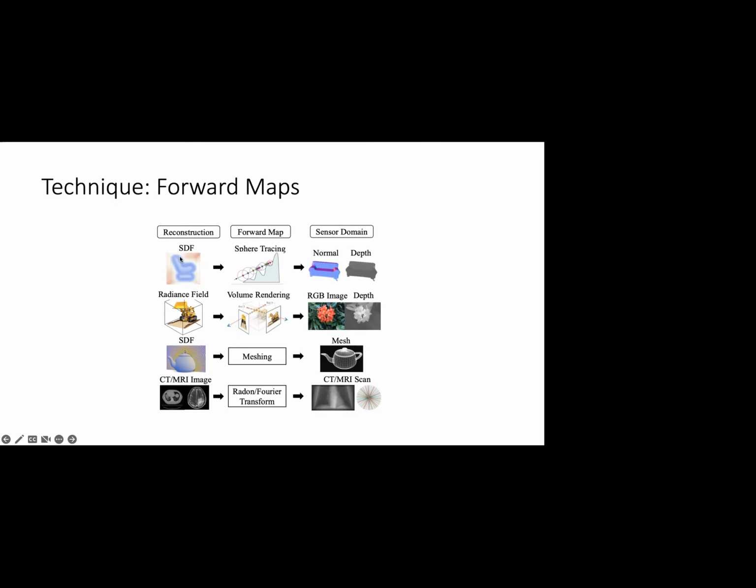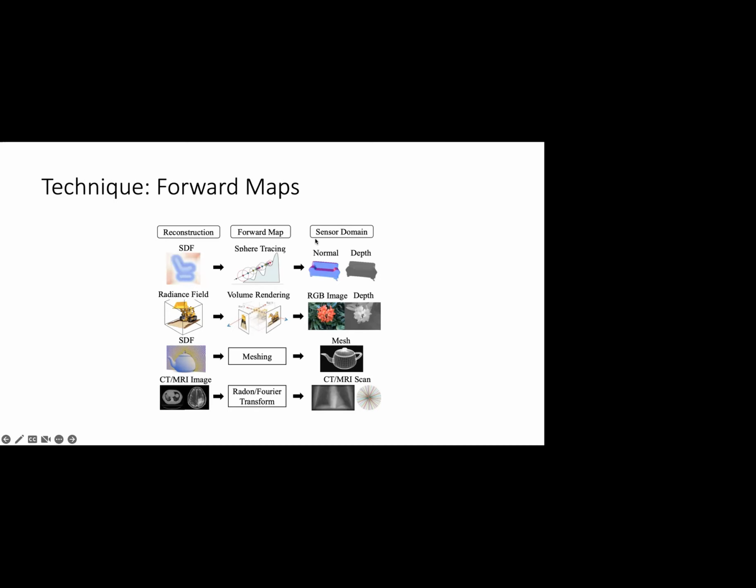This point on the boundary would be a 0. Not actually sure where the boundary is. That's what an SDF is. So the reconstruction domain might be the SDF because that's the geometry. And then the sensor domain might be these normal and depth images, which is something that folks use in 3D graphics. Or the sensor domain might be a radiance field, which is color and density fields. And the sensor domain is a bunch of snapshots.